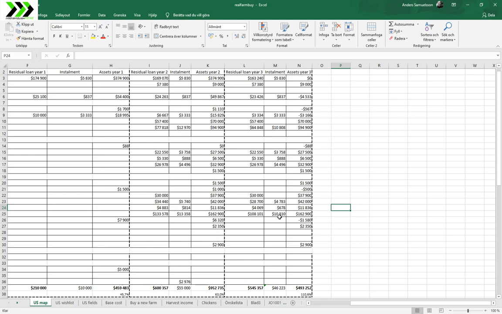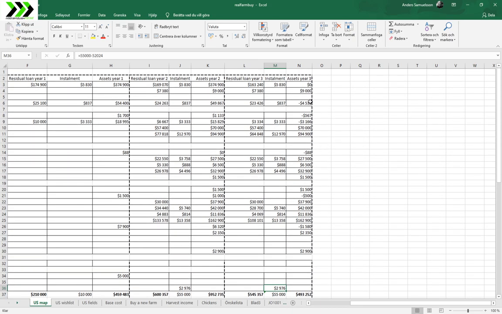Don't know why this is lower. Okay, sorry. So 5830. That's the same. This should be 12,907. The installments should be sort of the same. So, okay, and then we had some extra, which was this. Okay, so then we need to calculate the assets.